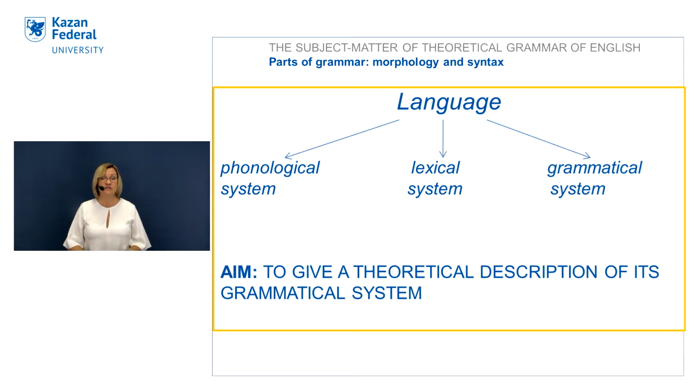This lecture is devoted to the subject matter of theoretical grammar and parts of grammar. Language is a means of forming and storing ideas as reflections of reality and exchanging them in the process of human communication. It unites three parts: the phonological system, the lexical system, and the grammatical system. The aim of theoretical grammar of English is to give a theoretical description of its grammatical system. That is, to scientifically analyze and define its grammatical categories and study grammatical formation of utterances out of words in the process of speech making.